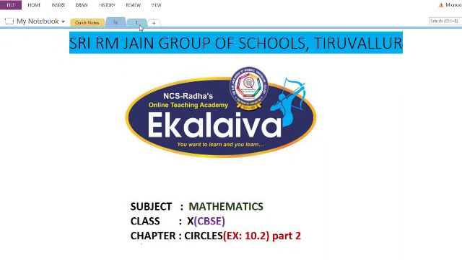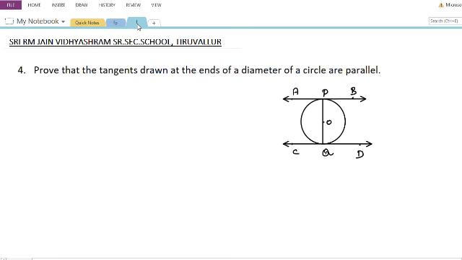Today we are going to see Mathematics Class 10 in the Circles chapter. We have already seen in the first video about the first 3 questions. Now from the 4th question. Prove that the tangents drawn at the ends of the diameter of a circle are parallel. So here the diameter is PQ and we have to prove that AB is parallel to CD. It is right, first, given.